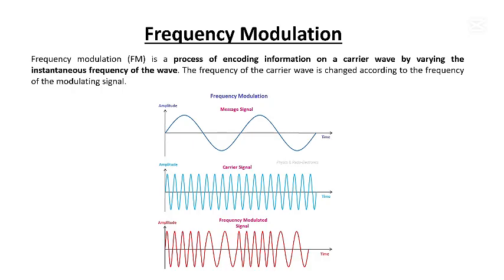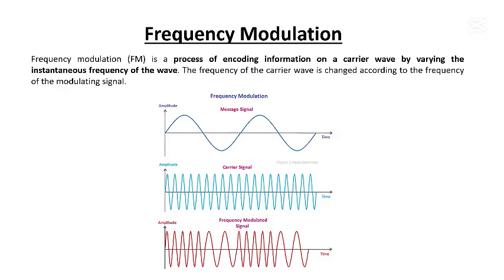Previously in amplitude modulation we have seen that the amplitude of the carrier signal changes according to the instantaneous amplitude of the message signal. But here in frequency modulation we have the change of frequency of the carrier signal based on the instantaneous amplitude of the message signal.